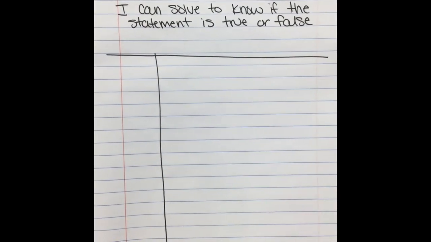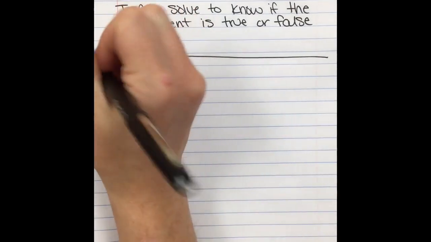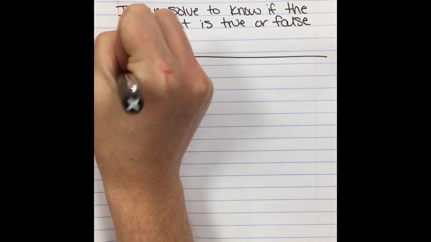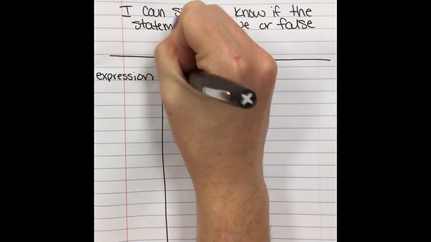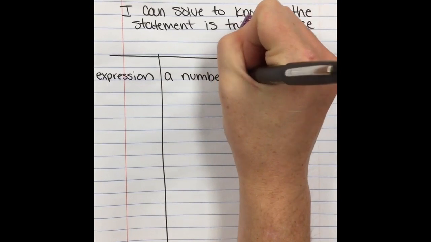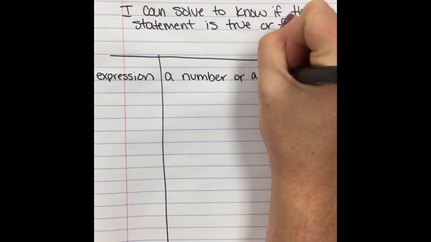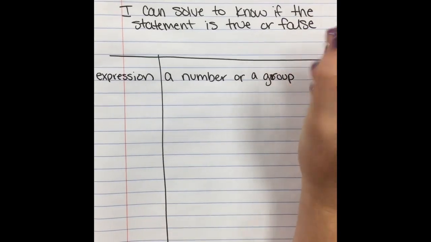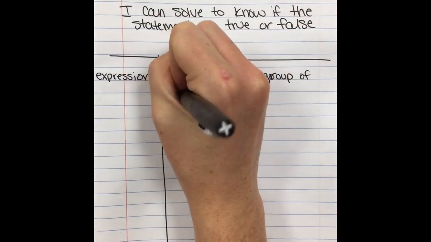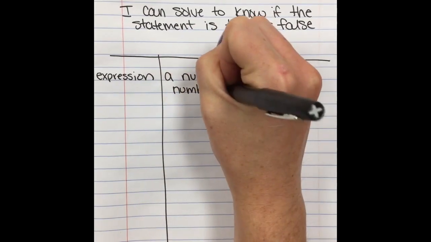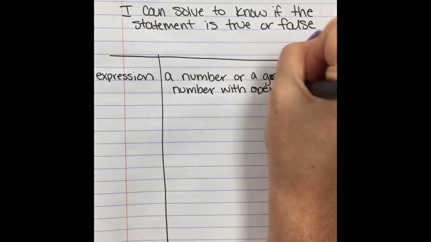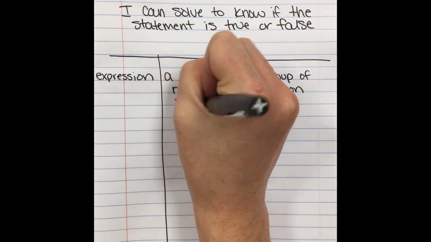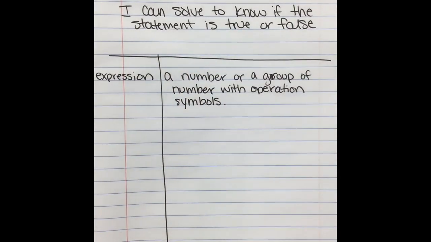So we're going to first define what each of these are. We're going to start with expression. I'm going to put it on the left here. We're going to put our definition on the right. So a definition of an expression is a number or group of numbers with operation symbols. So expression, a number or group of numbers with operation symbols.